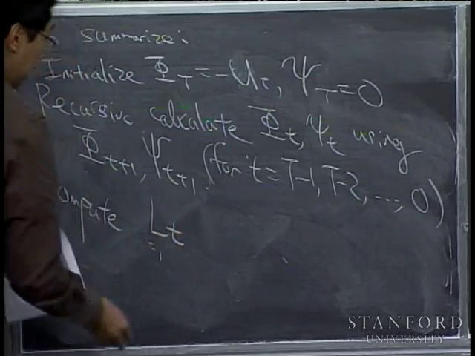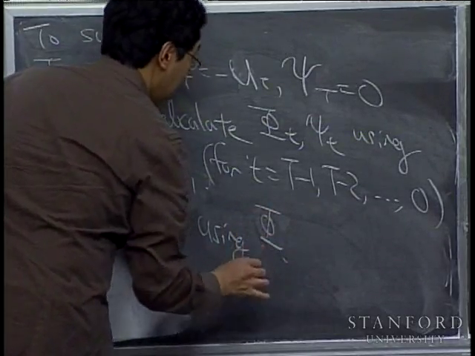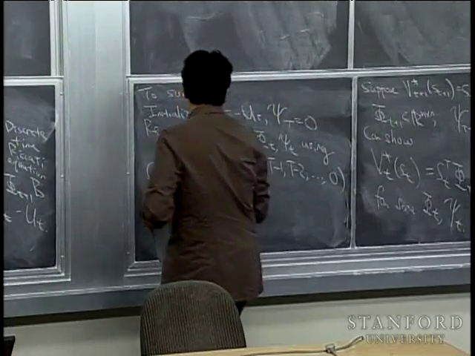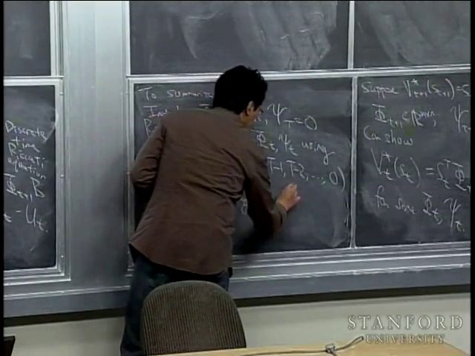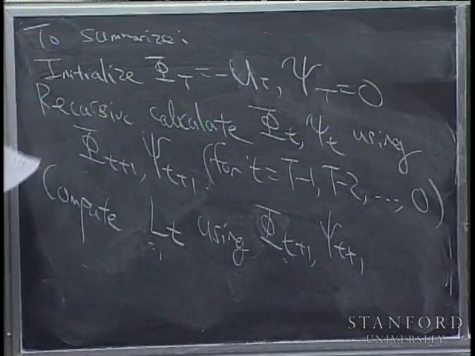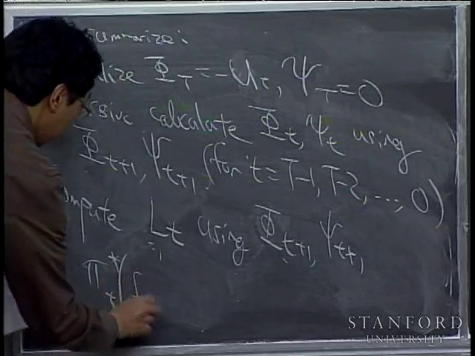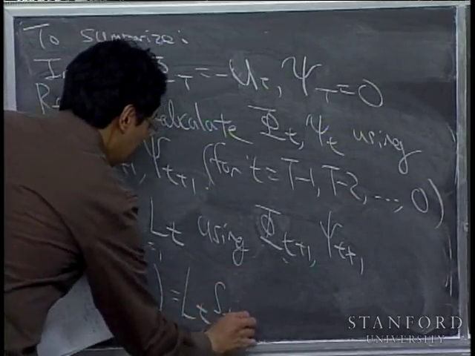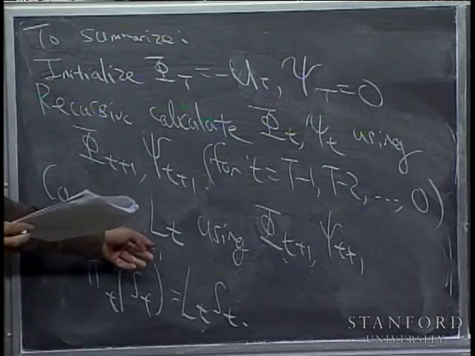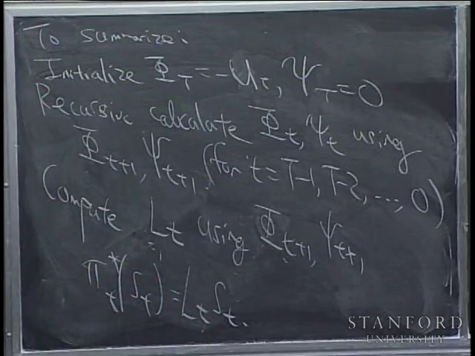Then you compute L_t as a function of, was it phi t or phi t plus 1? Phi t plus 1, I think. Right. As a function of phi t plus 1 and psi t plus 1. There's actually a function only of phi t plus 1. You don't really need psi t plus 1. And now you have your optimal policy. So having computed the L_t's, you now have that the optimal action to take in the state s_t is just given by this linear equation. Okay?